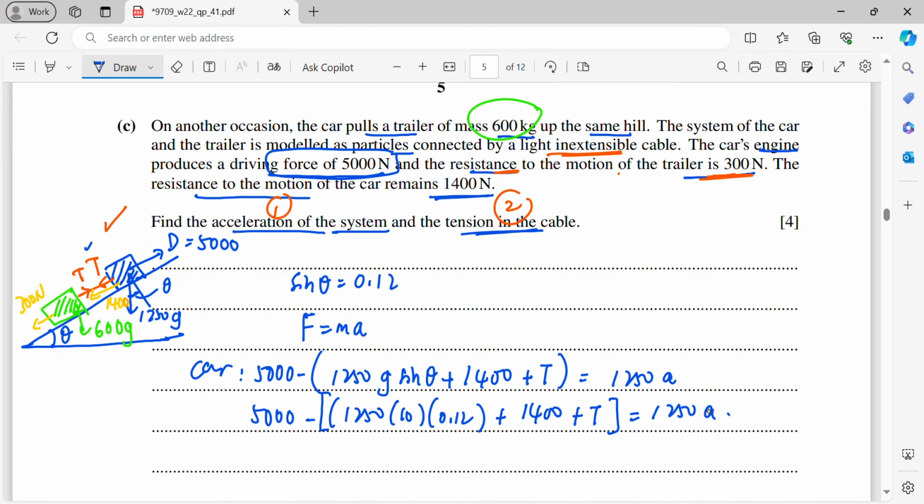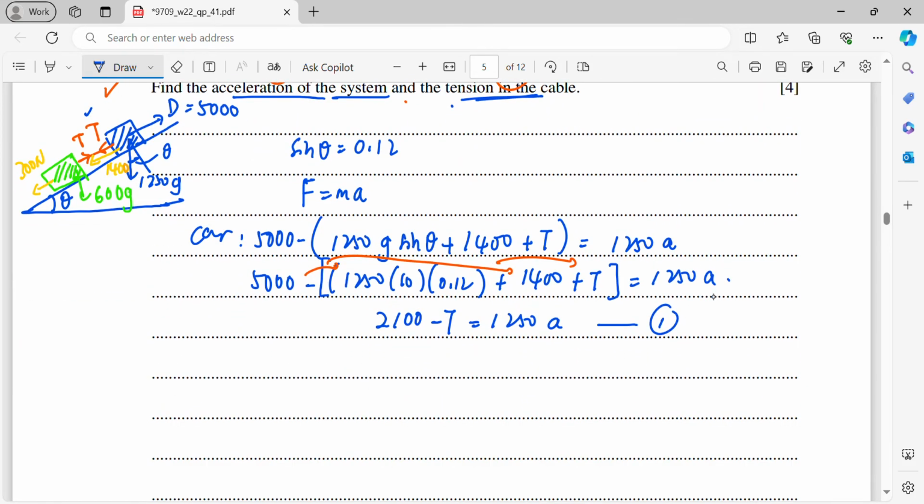To get the T, I open the brackets. For the left hand side, I will get 2100 minus T, because you multiply by the minus. The right side remains at 1250a. Let's say this is the first equation where I consider the car.